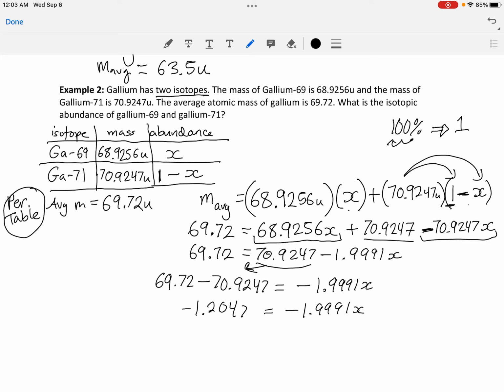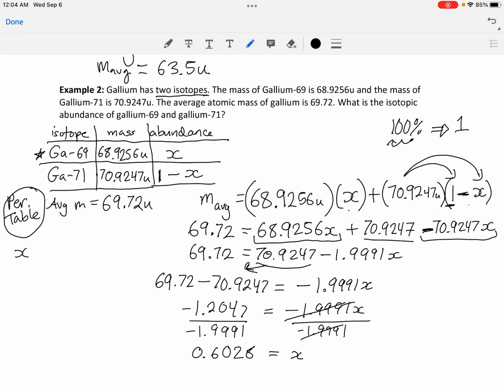1.9991X. And then we're going to want to clean this up, get rid of the negative 1.9991 in front of the X by dividing both sides by that number. So let's do that division. Make sure you divide by the negative sign as well. So that kills the negative 1.9991 in front of the X and leaves me just the X on its own, which is what I want. Do that division on your calculator and I get 0.6026 equals X. So remember, that's the isotopic abundance of gallium-69 here as a decimal.